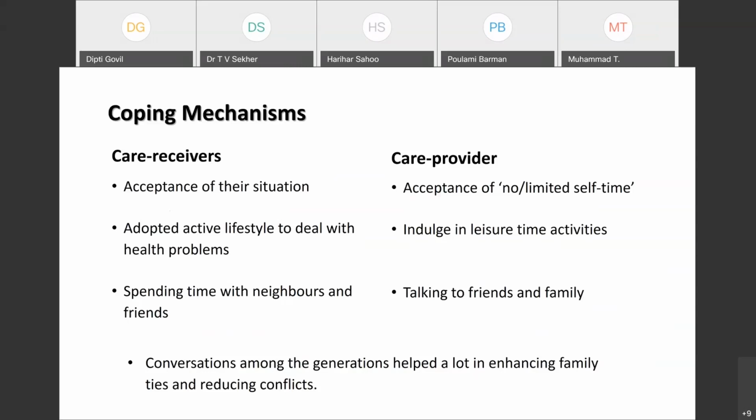Dr. Deepti, the next one is the last slide.